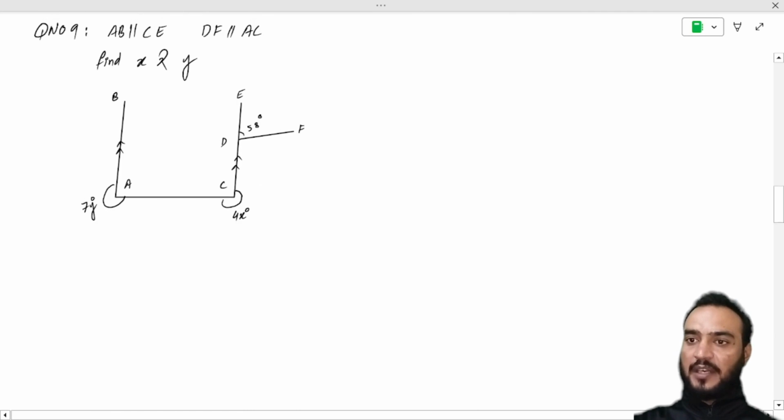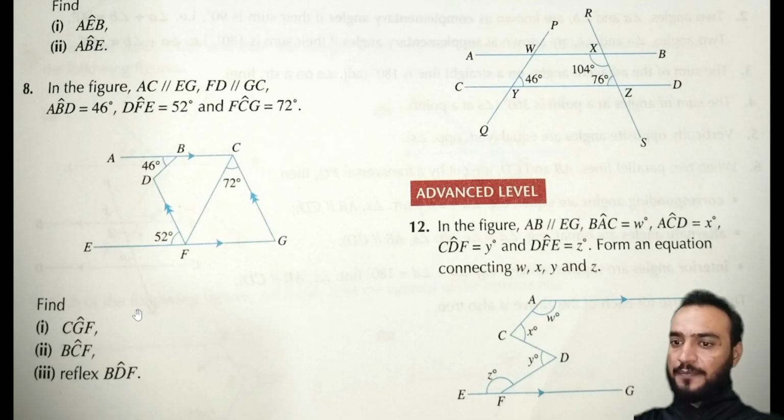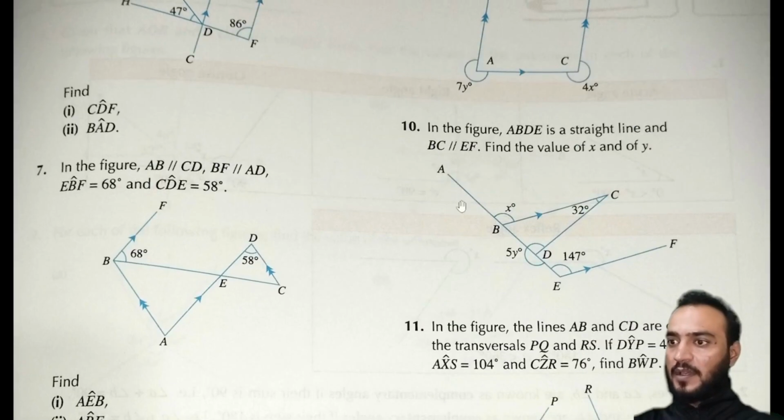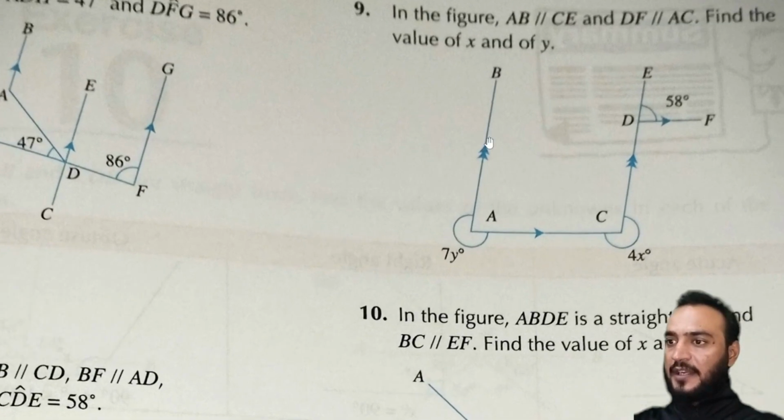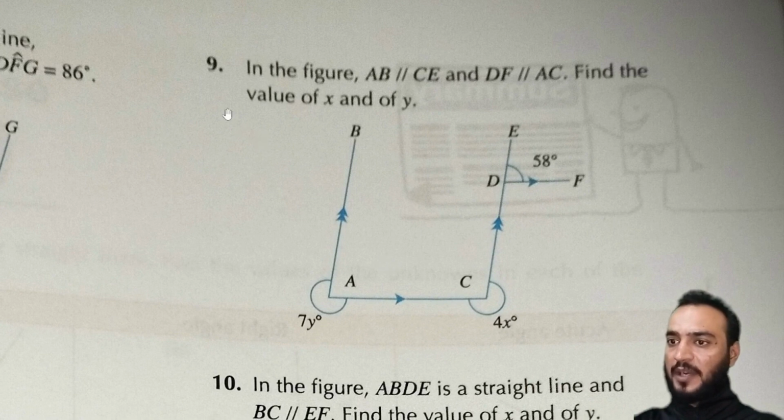So here is question number 9, and let us see it in the book also. This is question number 9 in front of you. In question number 9, it says that in the figure, AB is parallel to CE. This is the line AB, which is parallel to CE. Hence, AC is the transversal between these two lines.